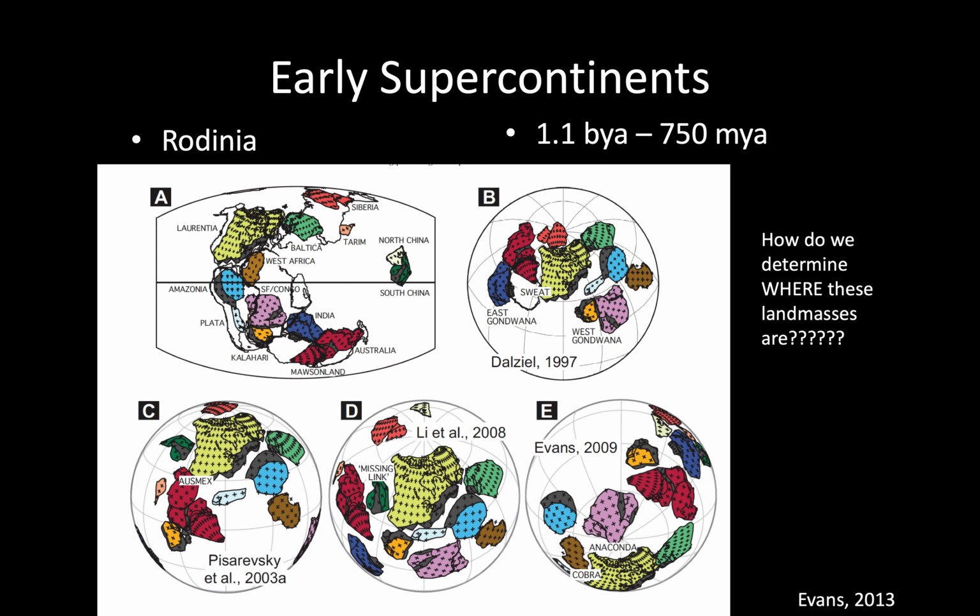All of these are proposed combinations of what Rodinia might have looked like. Now you might be thinking, okay, these look really different. What are scientists doing? Well, part of this issue is it's pretty difficult to figure this out.